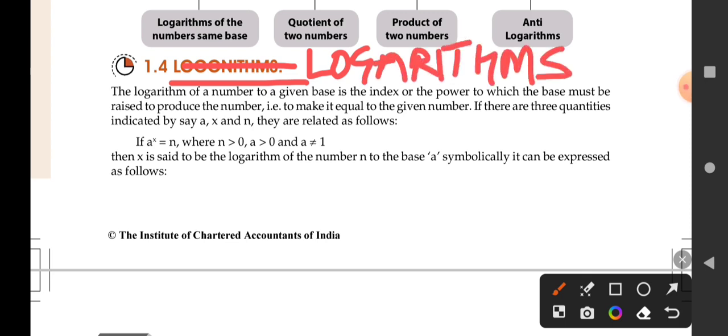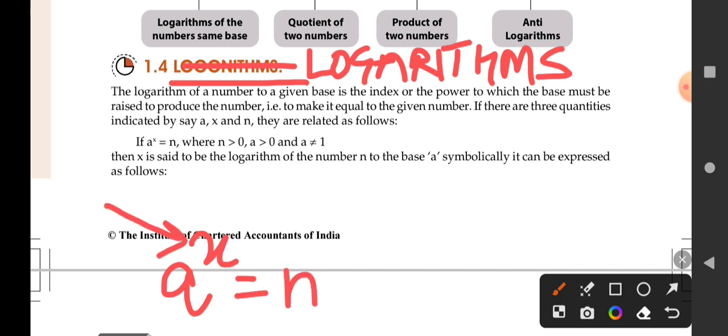Okay, so the logarithm of a number to a given base is the index or the power to which the base must be raised to produce the number, that is, to make it equal to the given number. Okay, so what did we read? Let me explain. For example, in the indices topic, we have seen a power x is equals to n. So here x is an index.